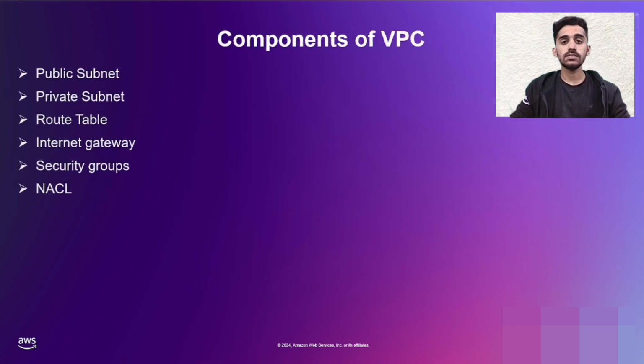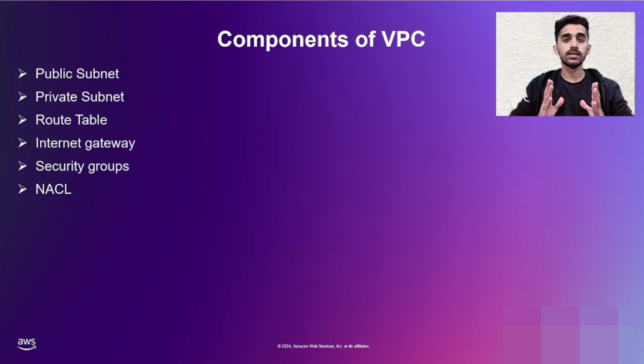So the components of VPC. The first component is public subnet. If your traffic goes through the internet gateway, then you are in public subnet. The next component is private subnet. If your traffic does not go through an internet gateway, you are in private subnet. The next component is route table. If you want to establish a communication between public subnet and private subnet, you must configure route table. The next component is internet gateway. Internet gateway is a virtual router that is used to connect VPC with the internet.